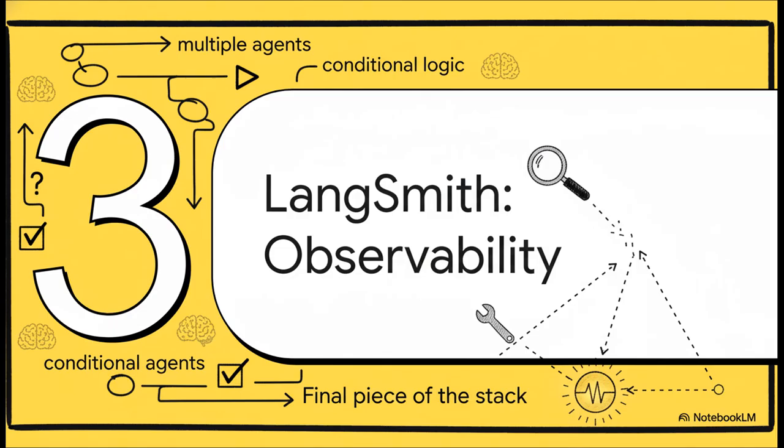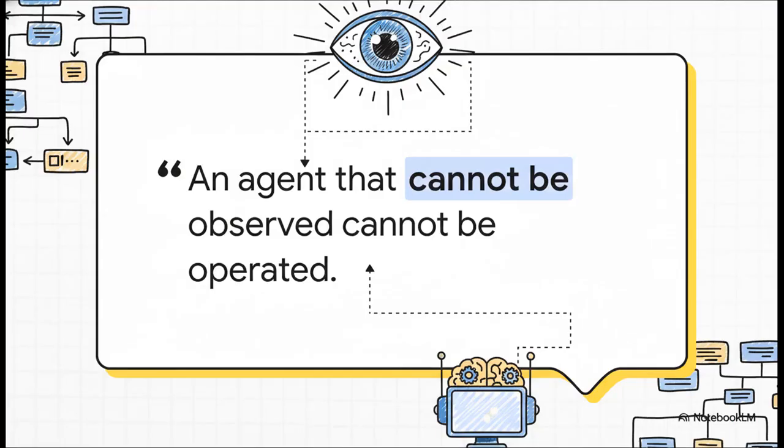Okay, so this is all amazing. But with all this new complexity, loops, multiple agents, conditional logic, how on earth do you debug it when something goes wrong? And that brings us to the final, and I'd argue the most important piece of the stack. This says it all, doesn't it? As your systems get more complex, you can't just fly blind.